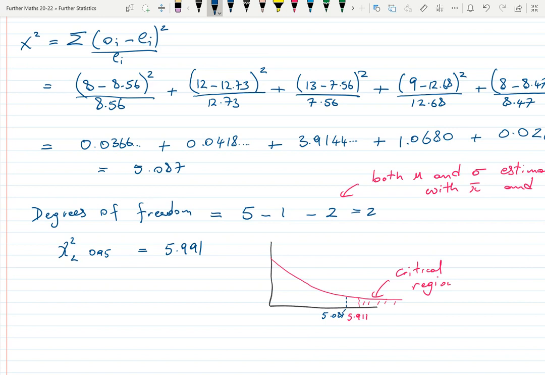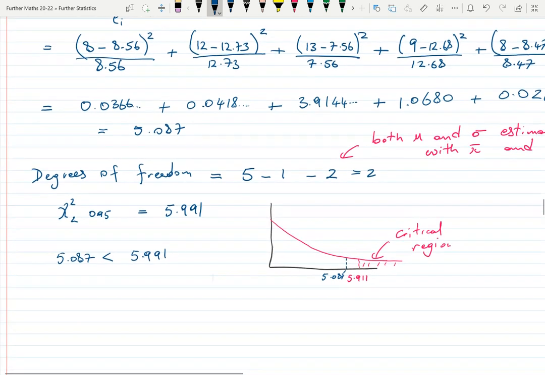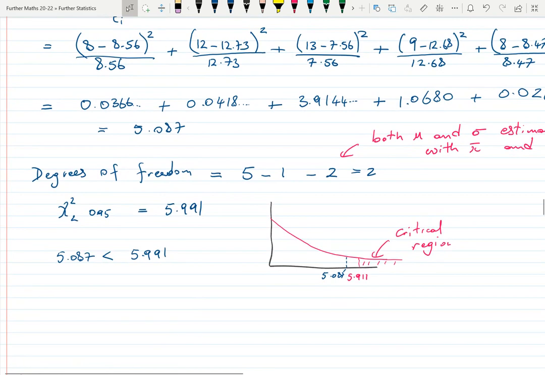So let's write it as an inequality. 5.087 is less than our critical value. So the conclusion is do not reject H0. Okay, do not reject H0.